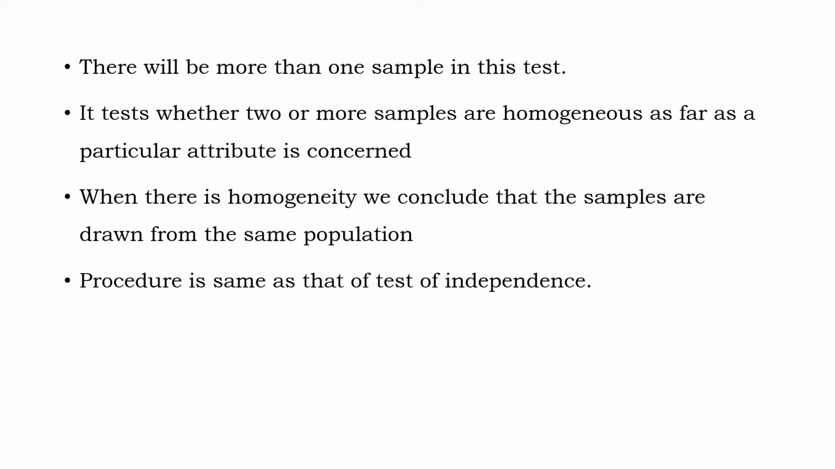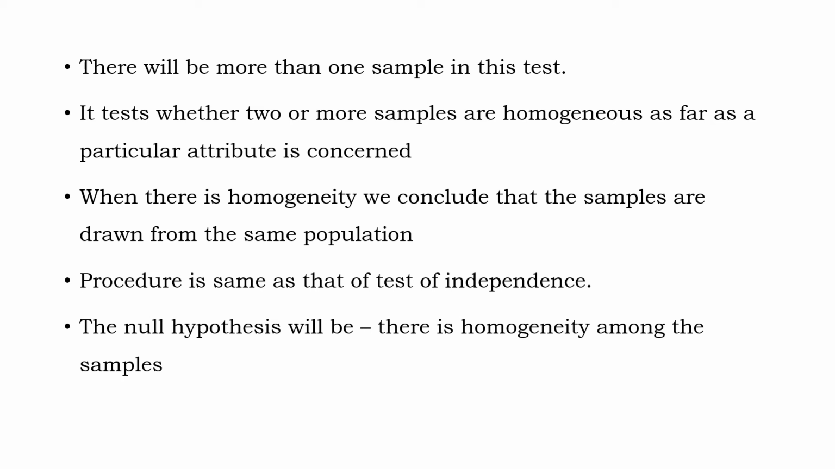The procedure is same as that of test of independence, and the null hypothesis will be there is homogeneity among the samples or there is no significant variation among the two populations or two samples, whatever it is. So we are not listing out the steps or procedures involved in testing the homogeneity, because it is same as that of the test of independence. So for first one, we have to set the null hypothesis and then we have to apply the test statistic. There is no difference in formula.